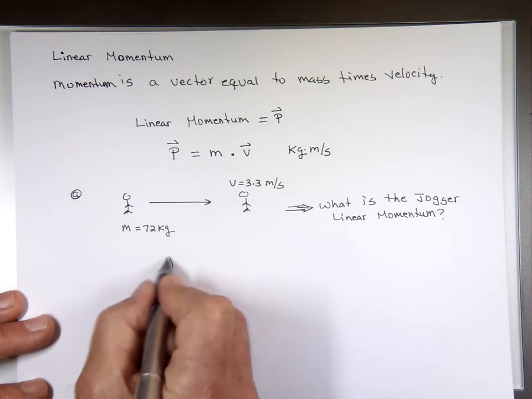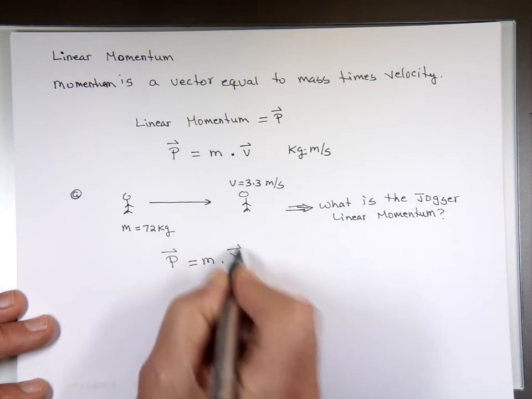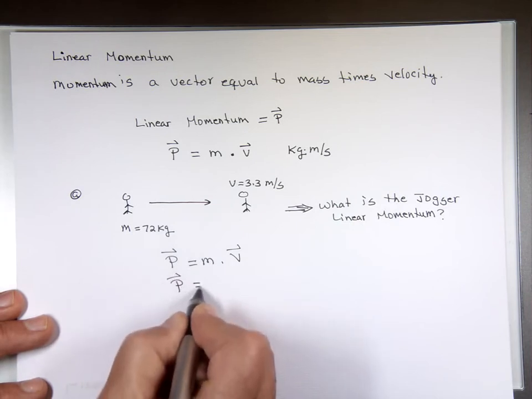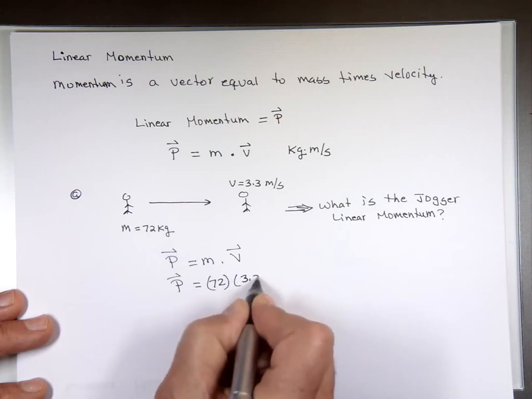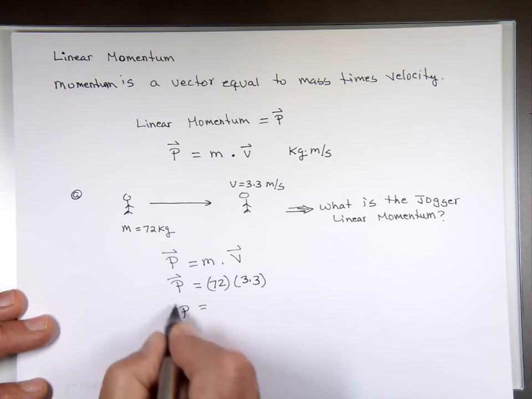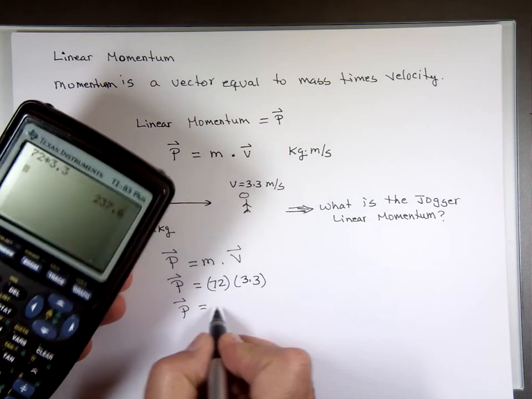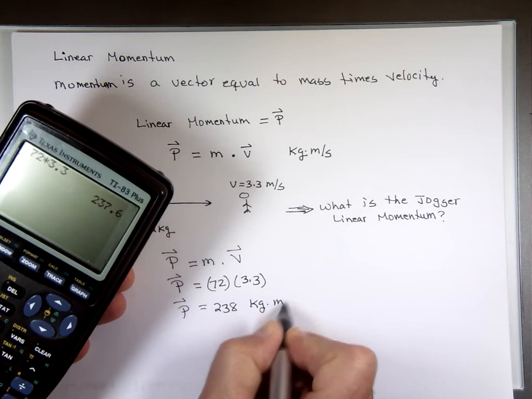The linear momentum of the jogger is a vector. It's equal to the mass times the velocity. If the jogger is running to the right, then the linear momentum will be in which direction? To the right. It's the mass, which is 72, times 3.3. 72 times 3.3 is 238 kilogram meter per second.